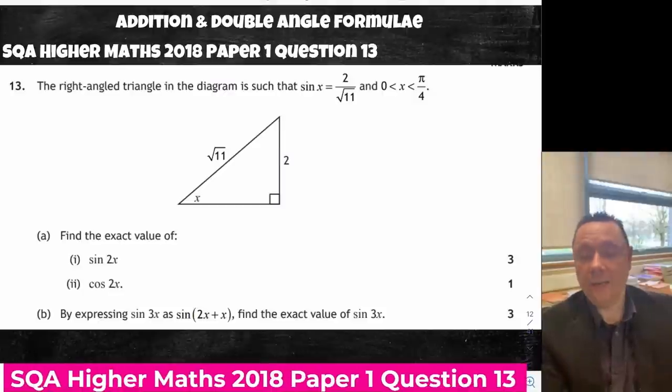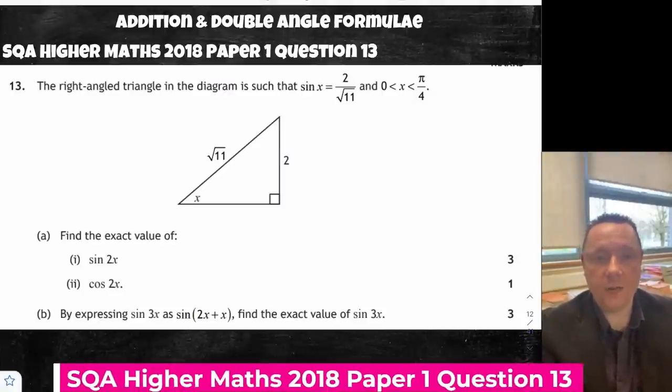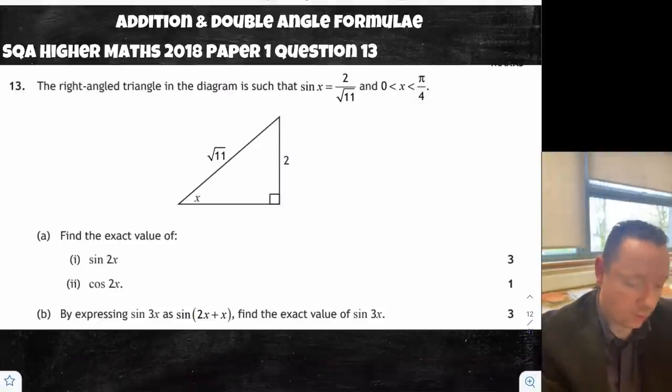Next, 2018, paper 1, question 13, double angle formula and addition formula. The right angle triangle in the diagram is such that sine x is 2 over root 11.